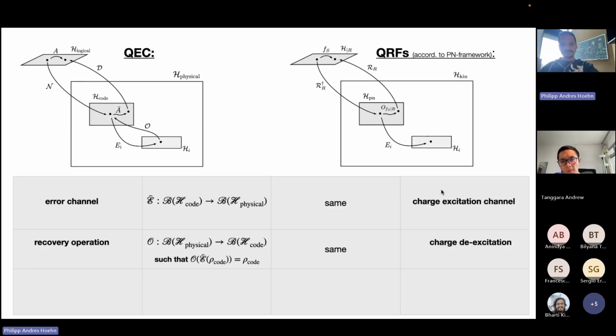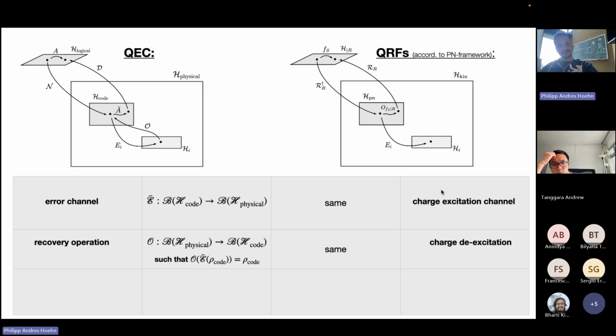And so on the gauge theory or quantum reference frame side, when you think about what I said before, that it does make sense to think of errors as, for instance, charge excitations, you could think about the same kind of channels as charge excitation channels and the recovery operations as de-excitation operations and so on. So you can think of this in similar ways. I'm just going to mention that here because it's somewhat interesting, but I'm not going to go into the details for the interest of time.